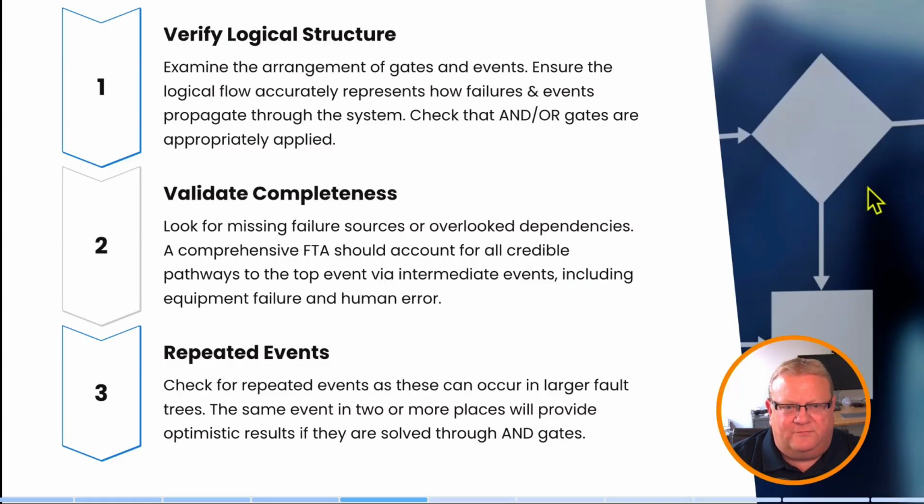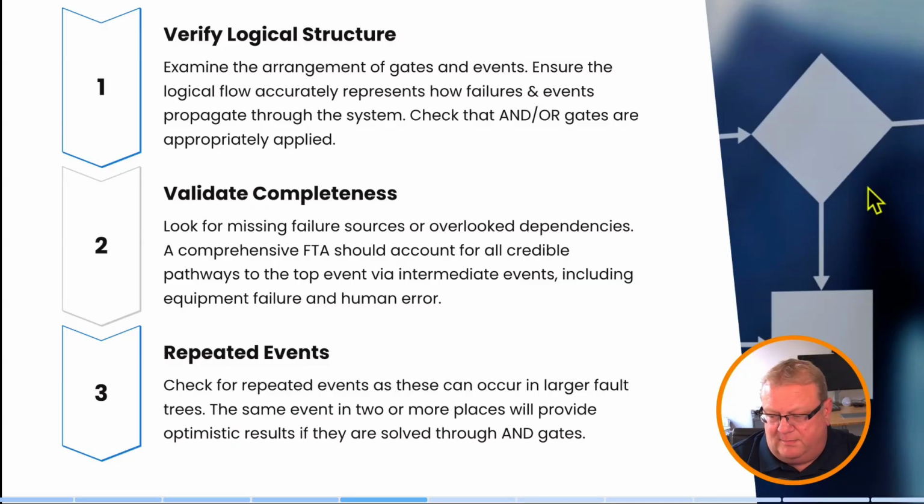Check for repeated events. Repeated events can occur when you get fault trees which are much larger. You can have events in multiple places. It doesn't seem to make sense. In a small fault tree, you would see it fairly straight away. But the reason for repeated events being an issue is if you take the same event in two or more places, you'll get optimistic results if they're solved through an AND gate. I'll show you an example of that in a moment.